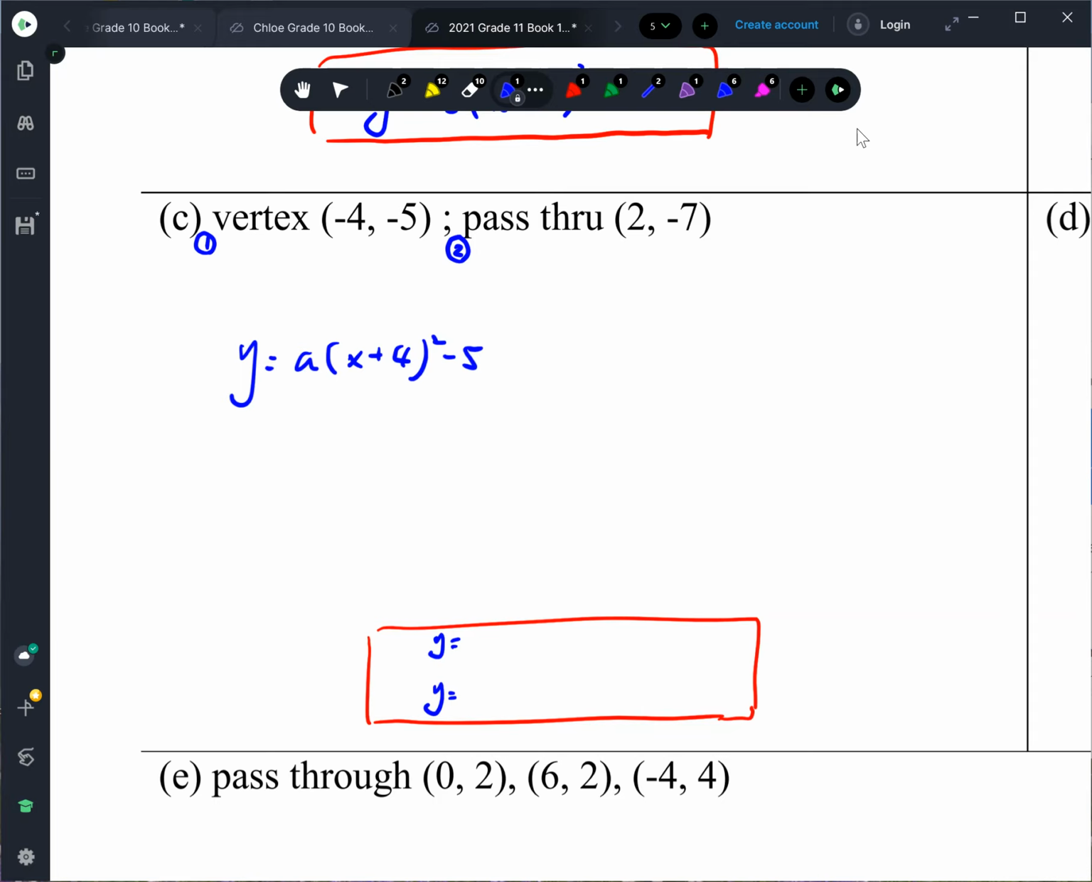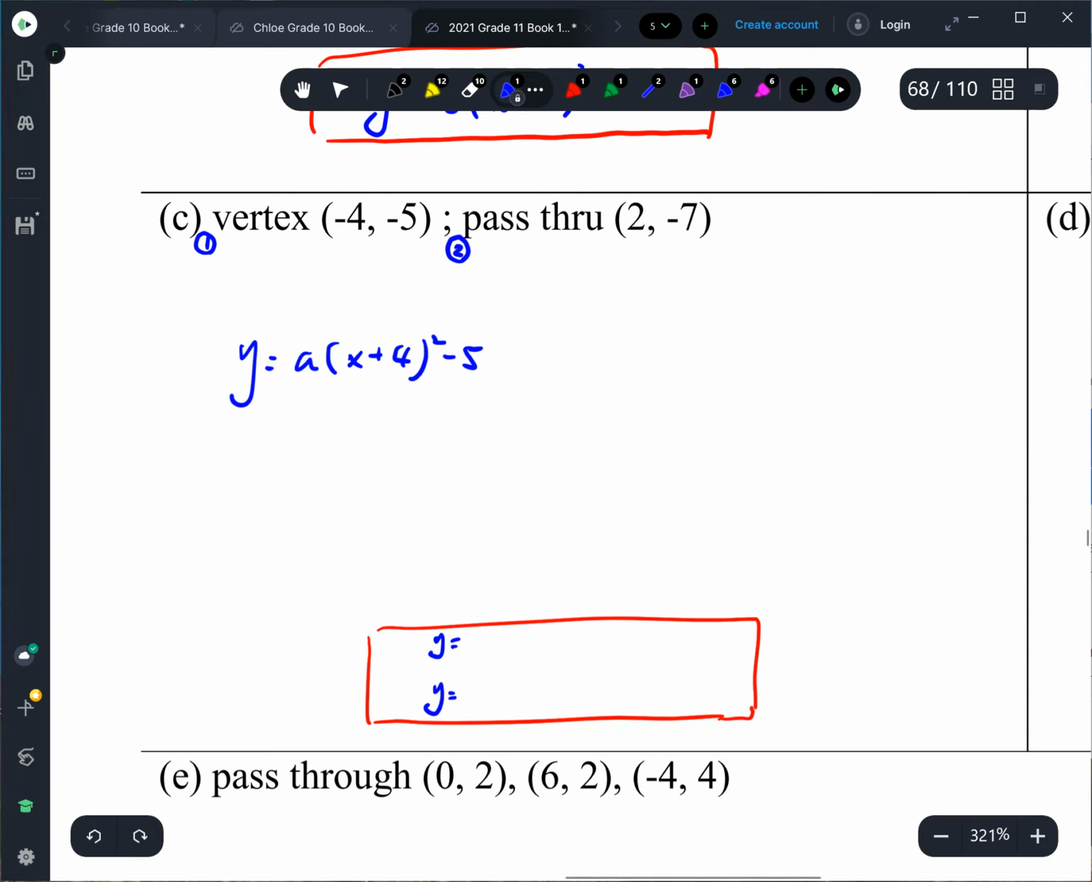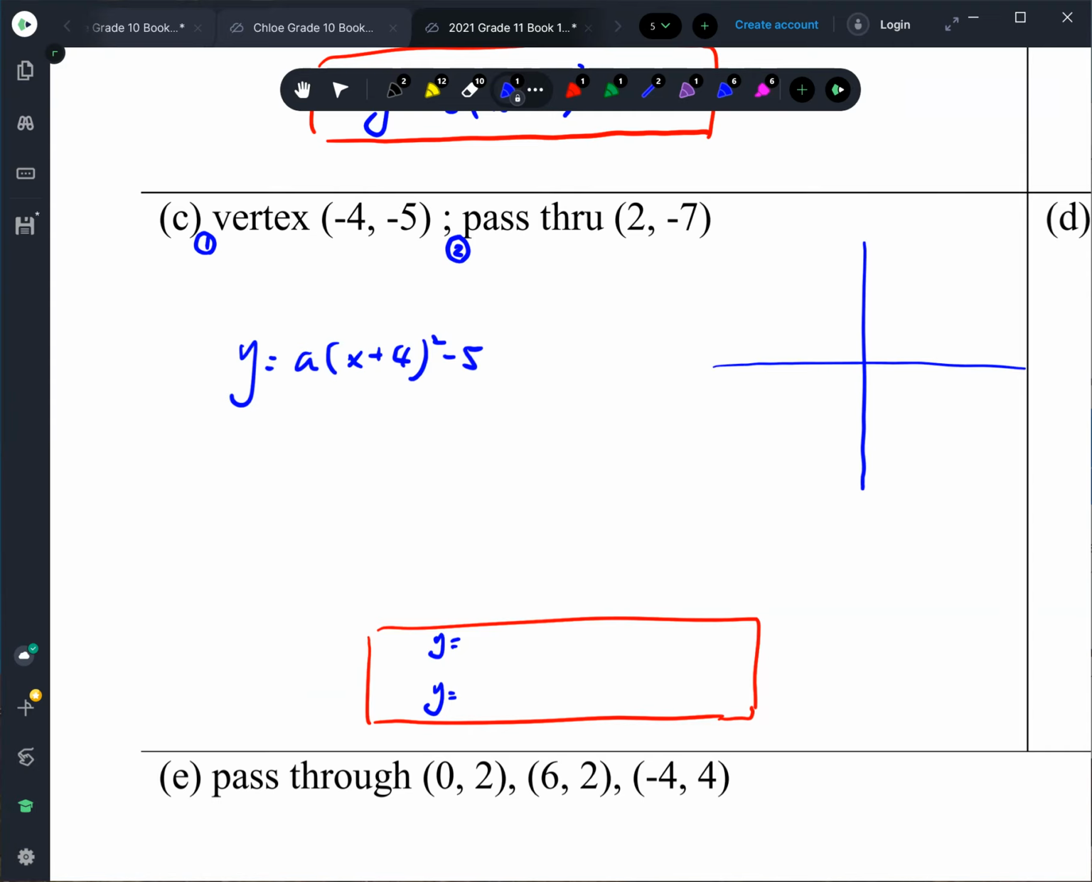Okay, still checking. Okay, let's draw the sketch on the side first, okay? Okay, Jenny, what do you think? Is this one open up or down? Do you think this one opens up or opens down? I think it opens down.